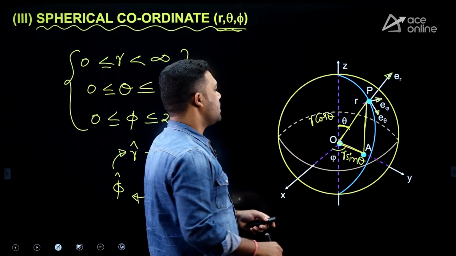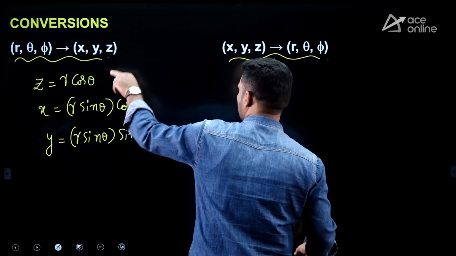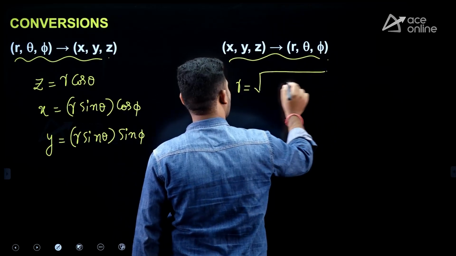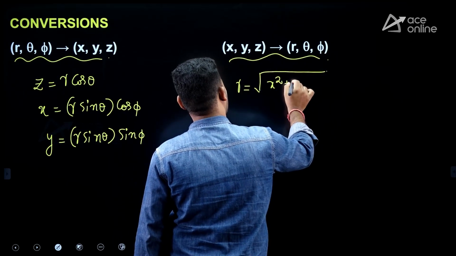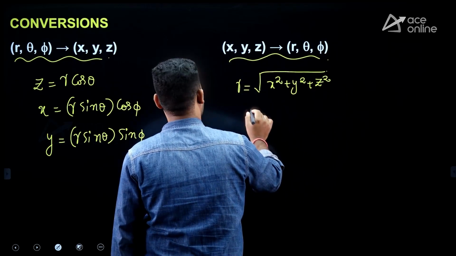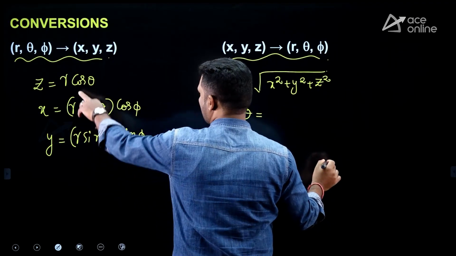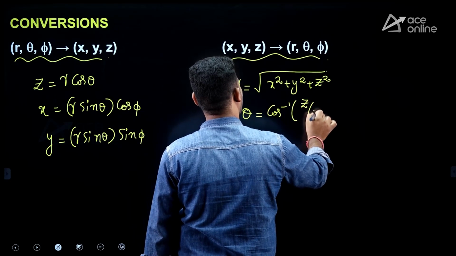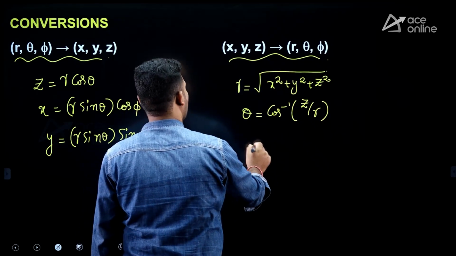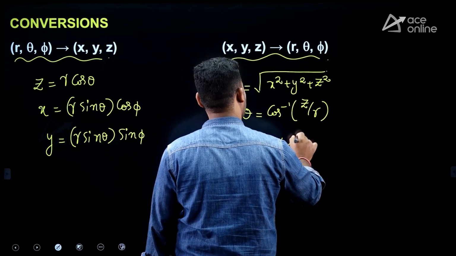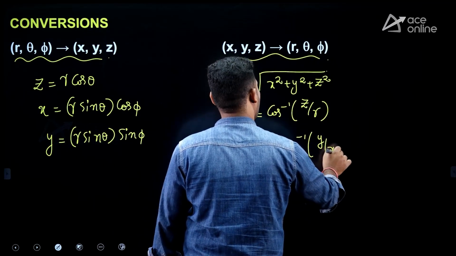Clear, guys? Now I want to do the reverse. You can check this one. So R is equal to square root of x square plus y square plus z square. Theta is equal to cos inverse of z by R, where R is this one. And then phi: you can take the ratio of these two things, it is tan inverse of y by x.